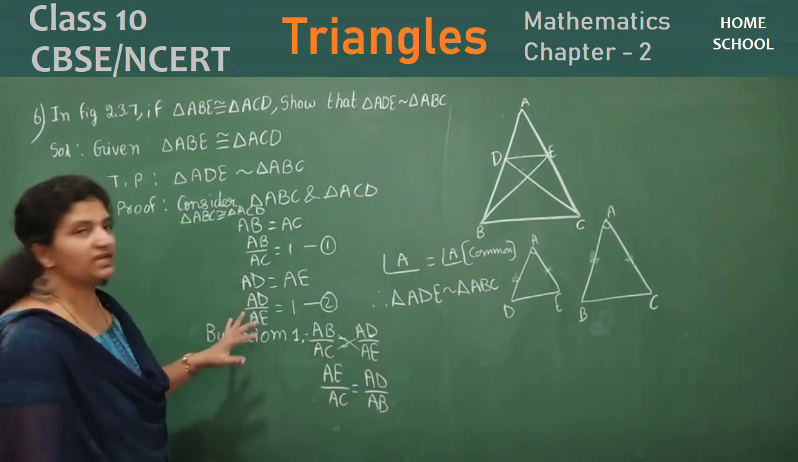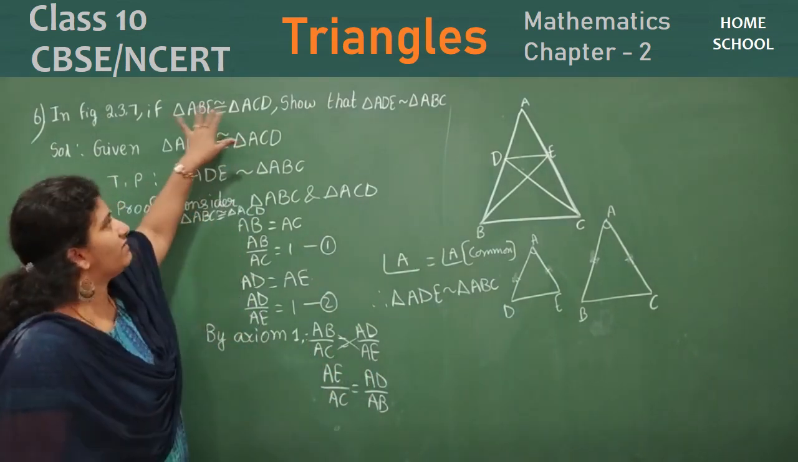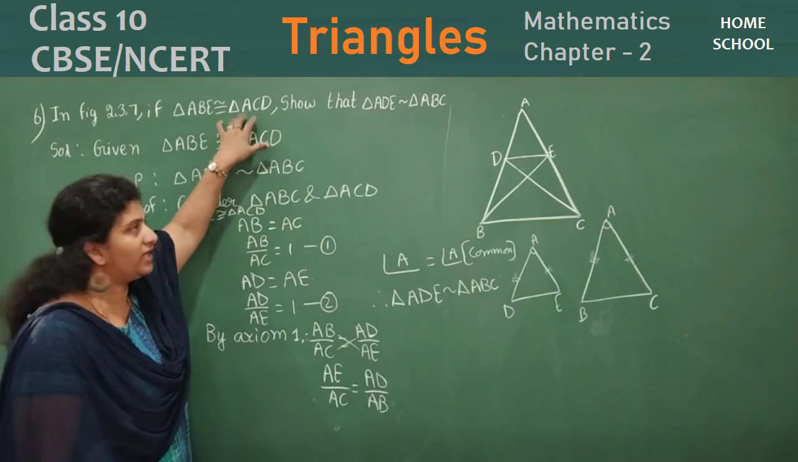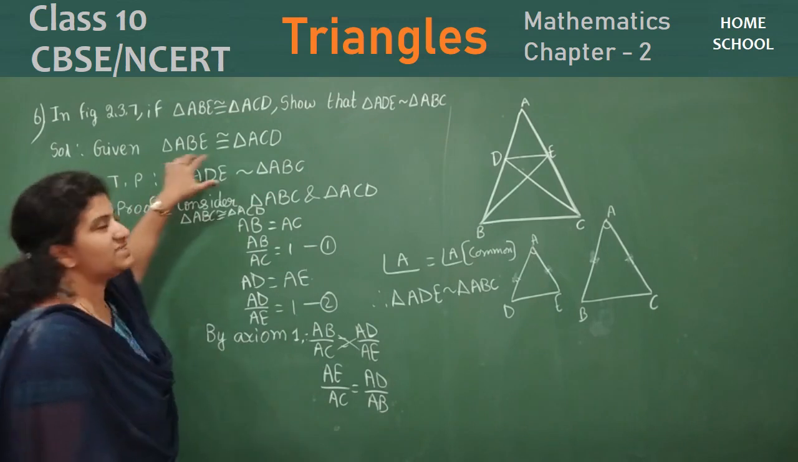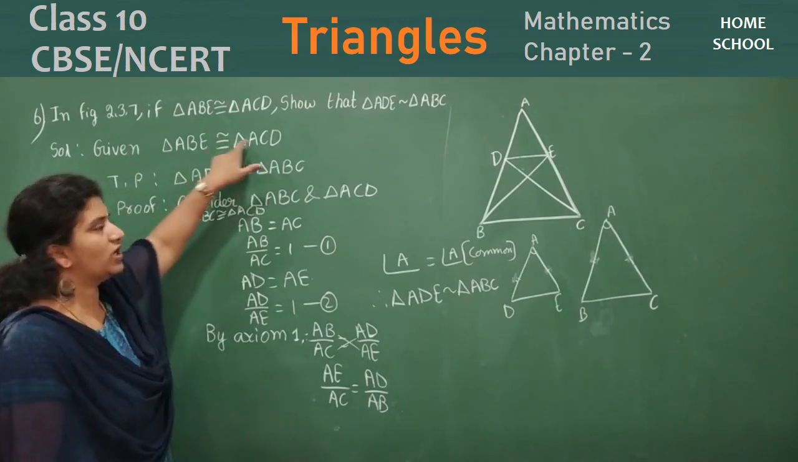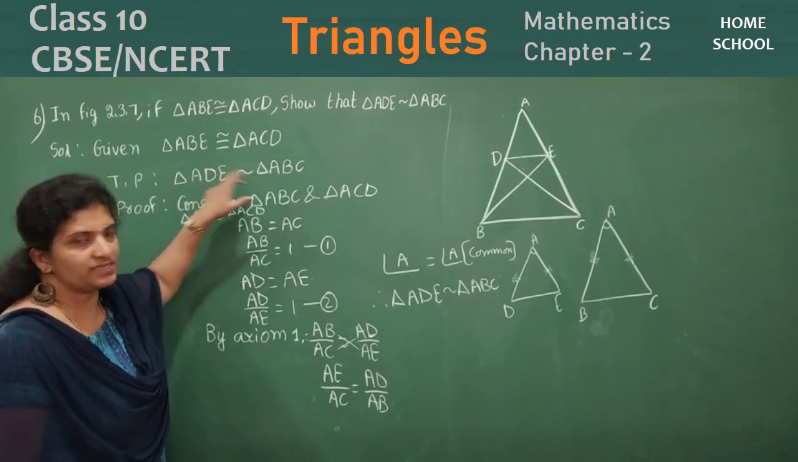Okay. So, once again look here carefully. What is given here? The two triangles are congruent, given. We need to prove the two triangles are similar. How did we start our proof? Given those two are congruent, we need to prove they are similar.